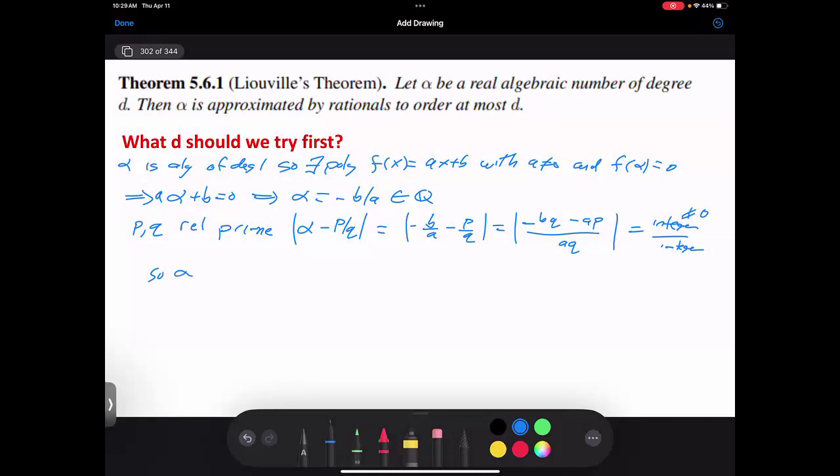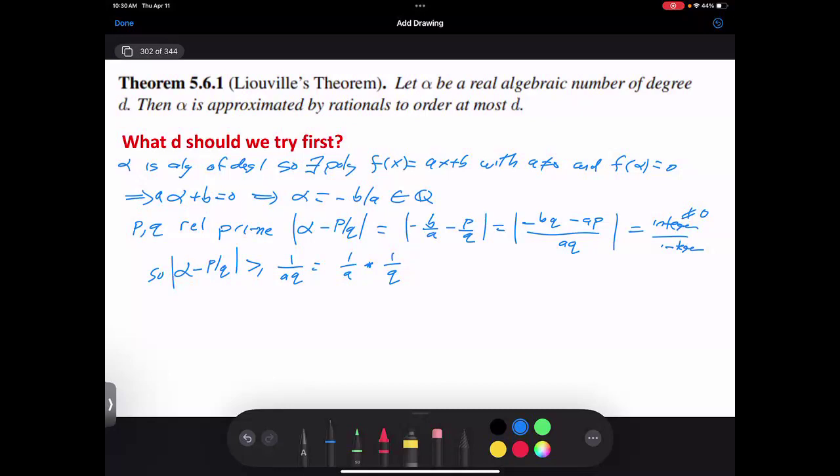So alpha minus p over q is greater than or equal to 1 over a, times 1 over little q. What this is saying is I can't approximate a rational degree 1 number by rationals better than some multiple of 1 over q, 1 over its denominator. I can't get too close. Now, if I give you 17 over 35, I'm not going to be able to get much better than 1 over 35 away. So we had this 1 over q squared before for irrational numbers. We can't get rationals extremely close.